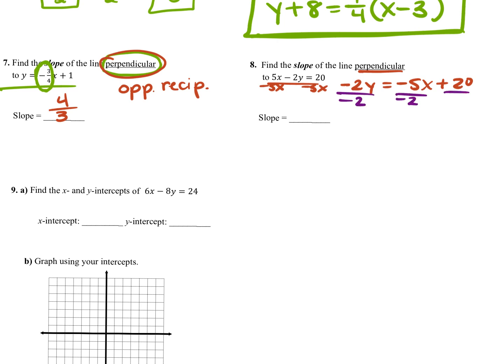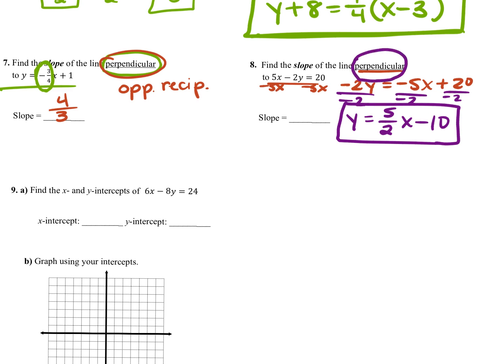But divide everything by -2. So I get y equals, what's -5 over -2? +5/2, okay? So 5/2 times x minus 10. So this is the line that we're starting with. And we want to be perpendicular to that. What is the slope of that line? That is 5/2. This one, the slope is 5/2. So perpendicular to that is a -2/5. Okay, opposite reciprocal.